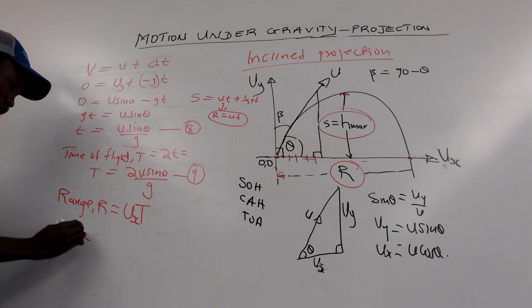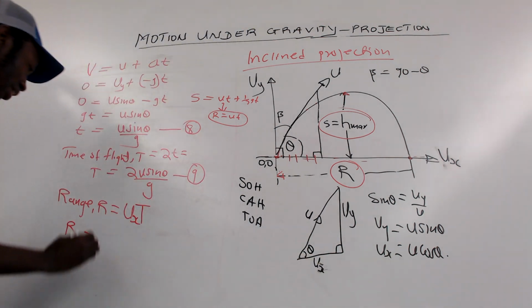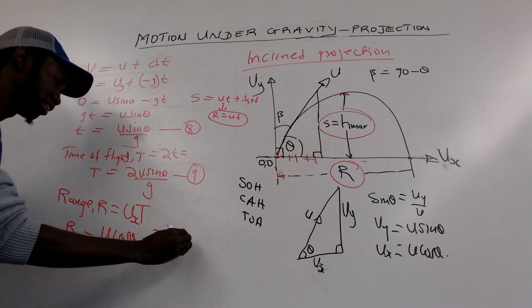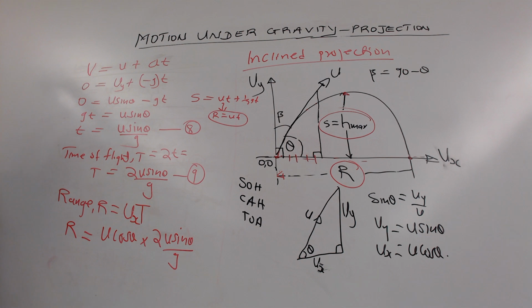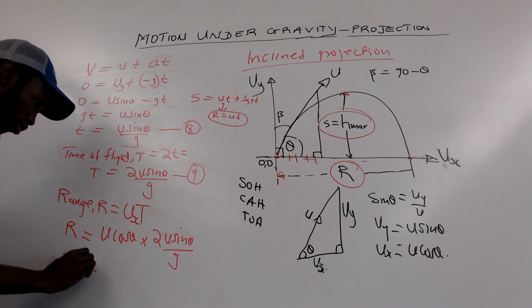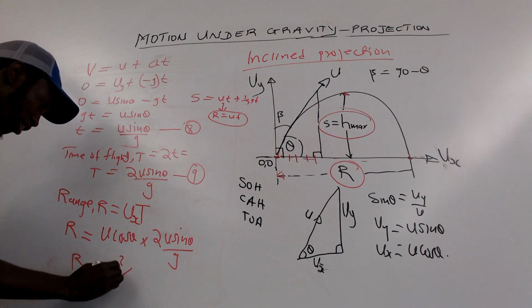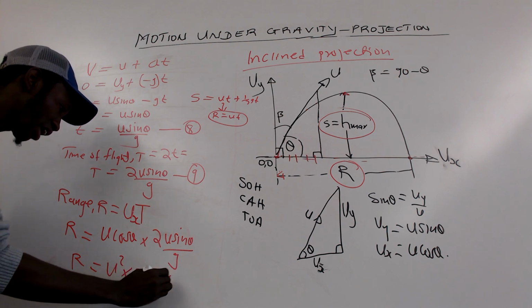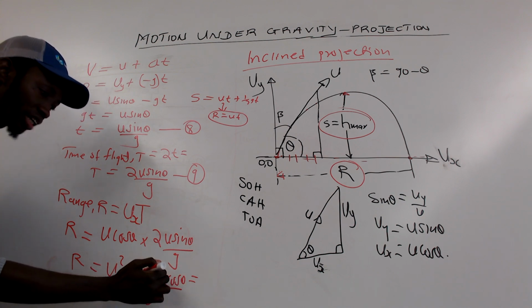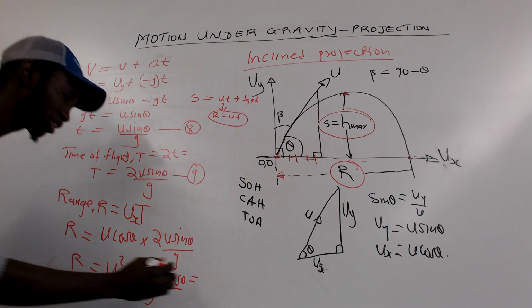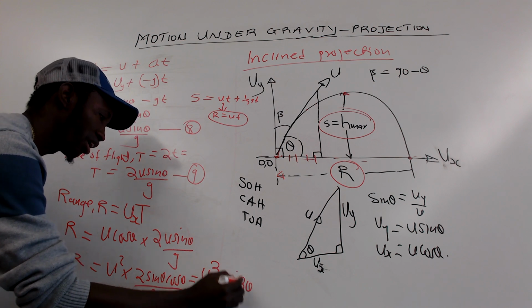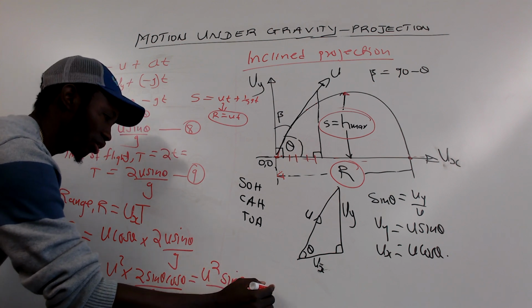So this range is going to be, what is Ux? We have it to be u cos theta, times what's the T? T is given as 2u sine theta all over g. If we simplify this, we have the range to be u square times 2 sine theta cos theta all over g. But 2 sine theta cos theta is sine 2 theta. So this whole value is going to be u square sine 2 theta divided by g. So this is equation 10.